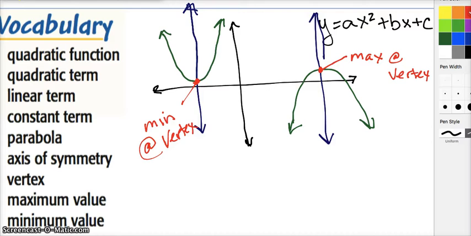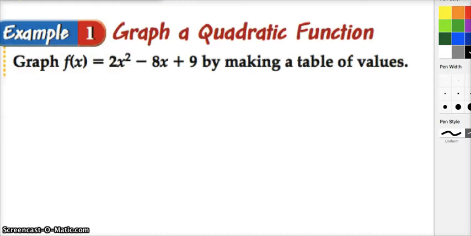Let's begin some examples. Here in example 1, we're asked to graph f of x is equal to 2x squared minus 8x plus 9 by making a table of values. First off, I want you to know that anytime you're asked to graph something, you can always make a table of values. You remember it back in the day, an XY table. Here I'm going to call it an x, f of x table.